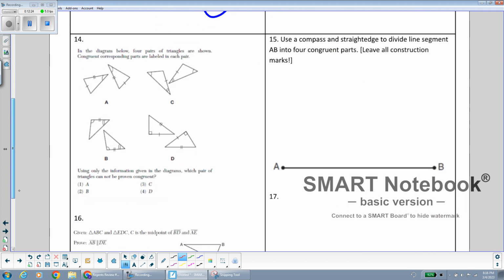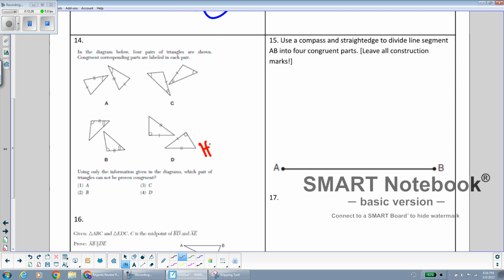Moving along, this is H out, right triangles, congruent hypotenuses, and a pair of congruent legs. This is ASA, this is AAS, and this is ASS or SSA. That's not valid. A is the correct answer.